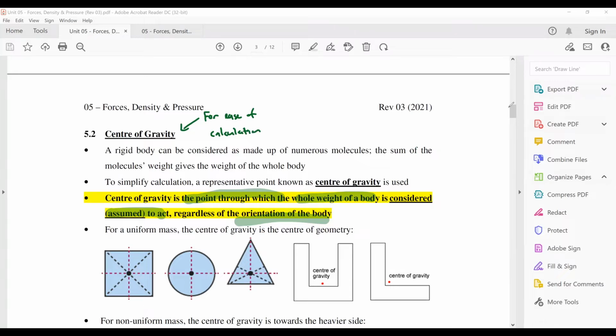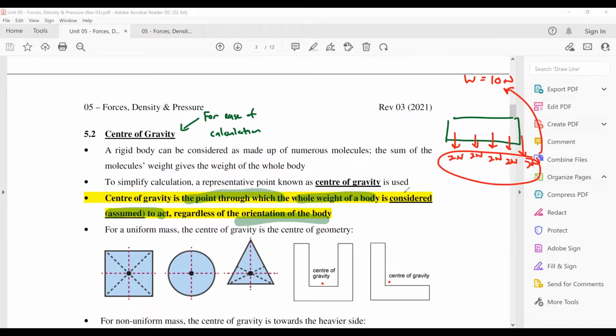calculation. If I were to give you an object that looks like this, and I tell you that the weight of the object is 10 Newton for this entire object, what actually is happening for that object is that the weight is actually spread throughout the object. It could be that there's, say, 2 Newton here, 2 Newton here, 2 Newton here, 2 Newton, and also 2 Newton here. Added together will give you 10 Newton.